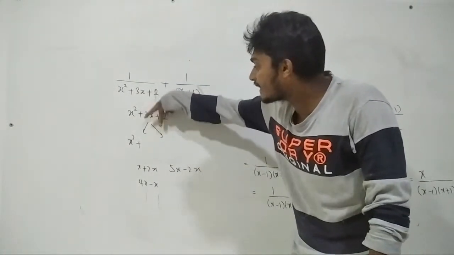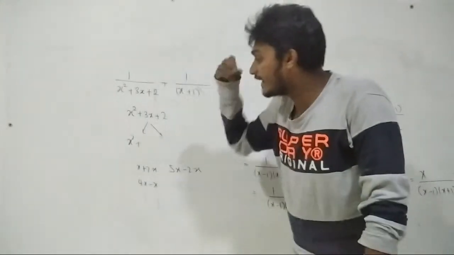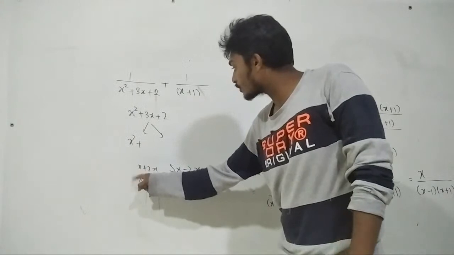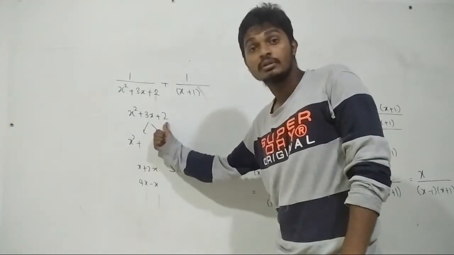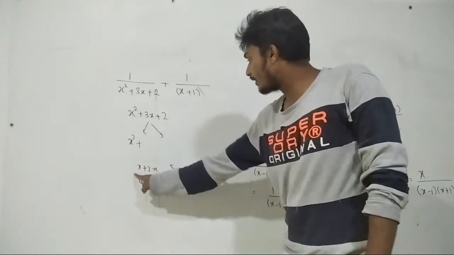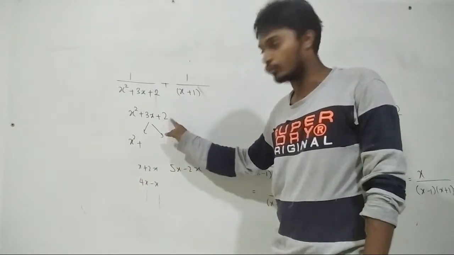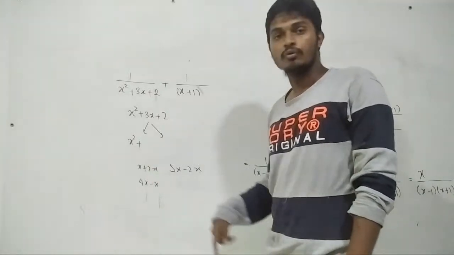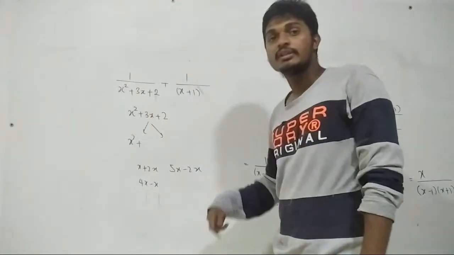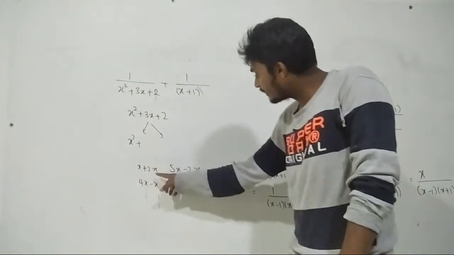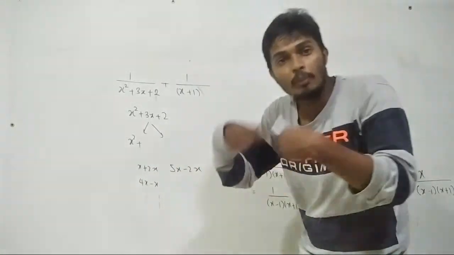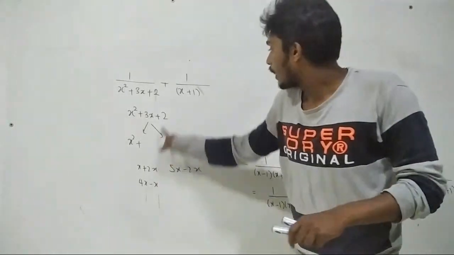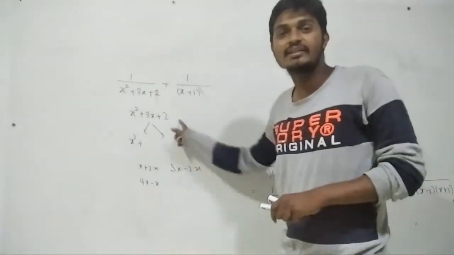When you break this, the next thing that you need to focus on is the coefficients. When you multiply, the coefficients must give you how much? The last number, that is 2. So 1 into 2 is how much? 2. 4 into minus 1 is how much? Minus 4. 5 into minus 2 is how much? Minus 10. So guys, when you multiply those coefficients, those coefficients must give you 2, the last number over there.